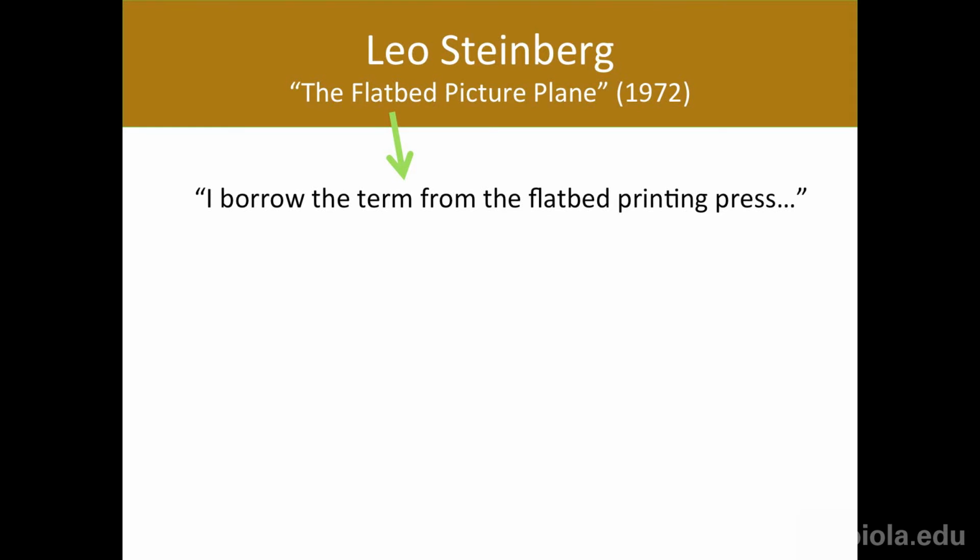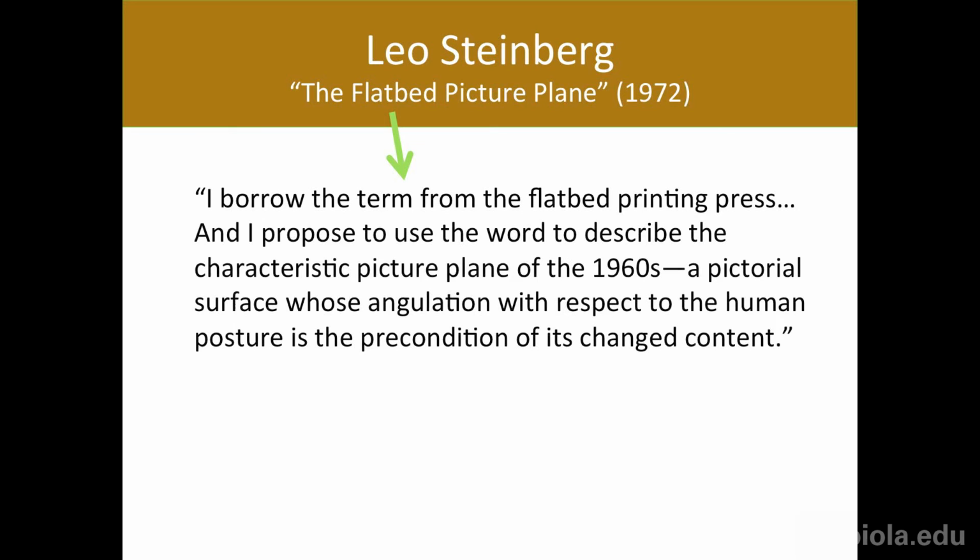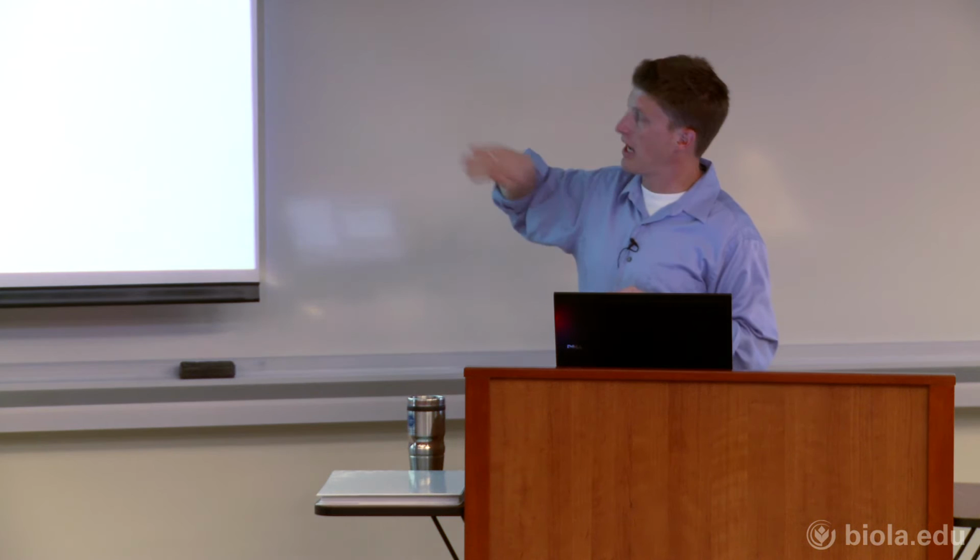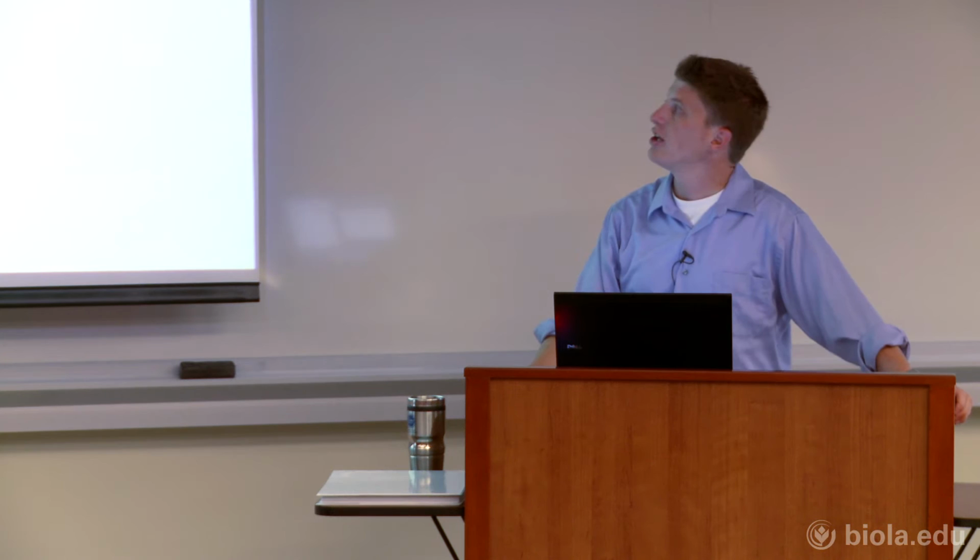Characteristic? I don't know. Because after all, Frank Stella and the minimalists are working in the 60s. But this alternative train of thought that we're now going to pick up and carry through the 60s is certainly what he's referring to. A pictorial surface whose angulation with respect to the human posture is the precondition of its exchanged content.